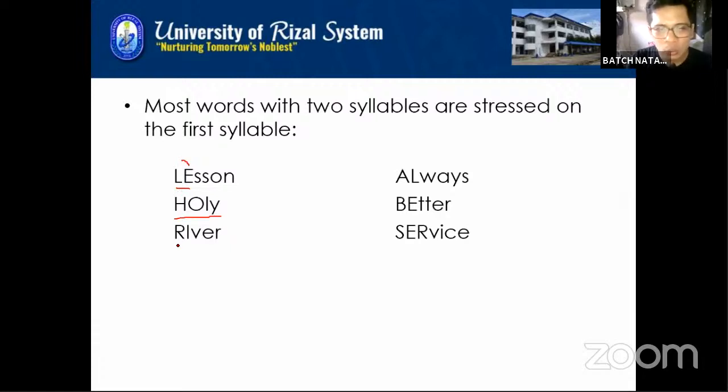The next one is usually pronounced as river, but if you pronounce it correctly, we say river. You notice that the first syllable stands out. Then the next word is always. We don't say always, we say always, with a short first syllable.